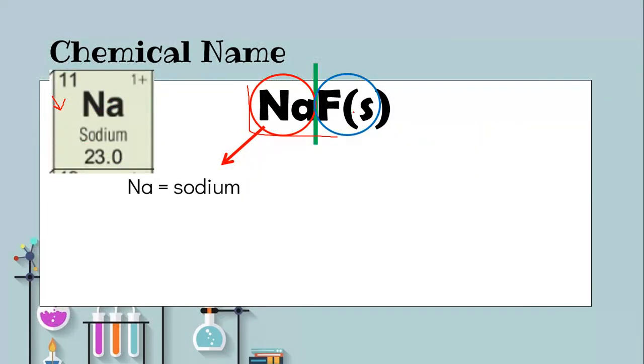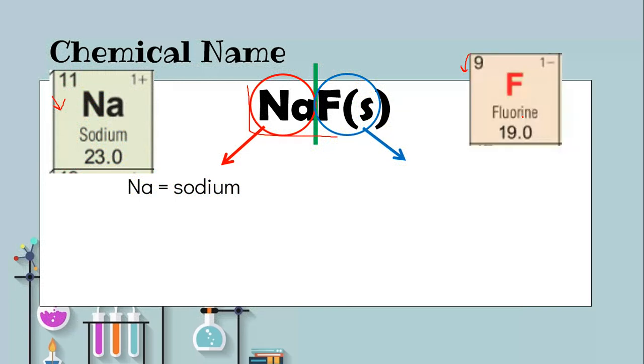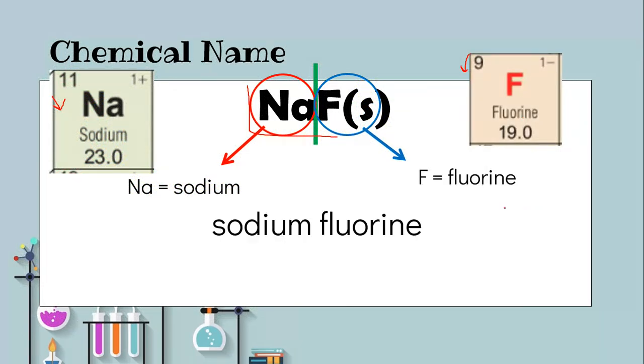Over here, I'm going to look for my non-metal on my periodic table, and I see it's over here in group 17, my halogens. I'm going to pull that out, and F is fluorine. Now I take my two names and I stick them together. You write them the exact same way they're found in the periodic table. Remember, metals go first, followed by your non-metals.